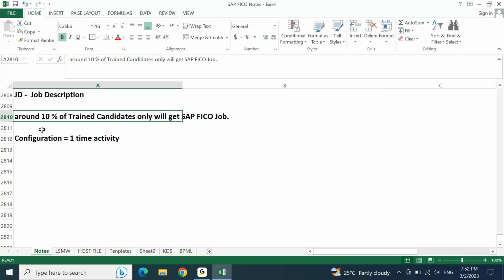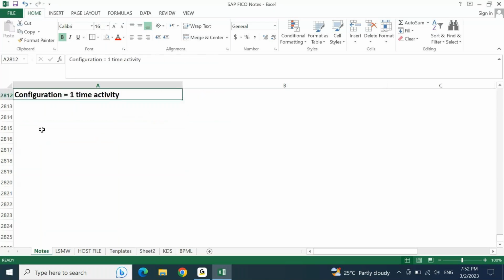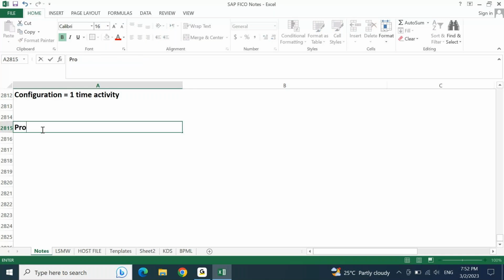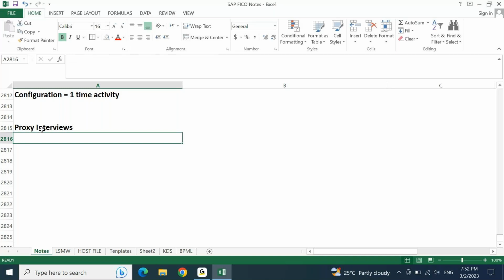And this reality will have a market in the present situation. Let's say you get proxy interviews, you get job support, you get backdoor jobs.